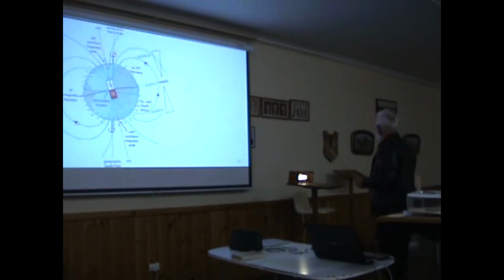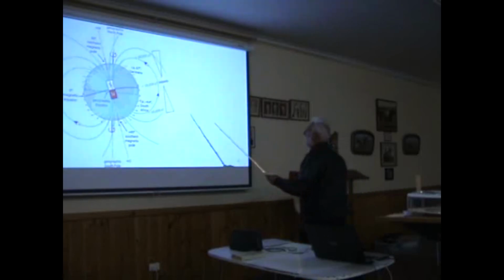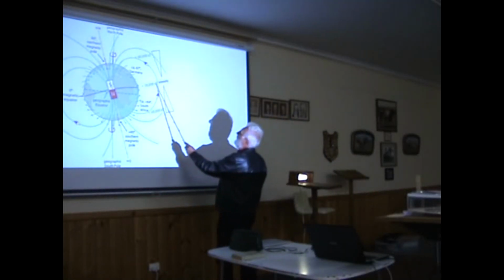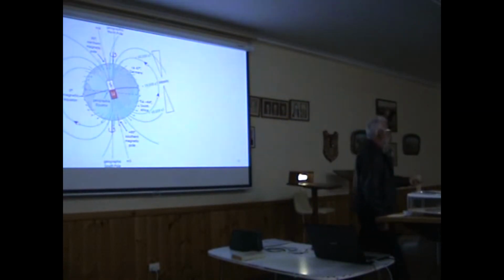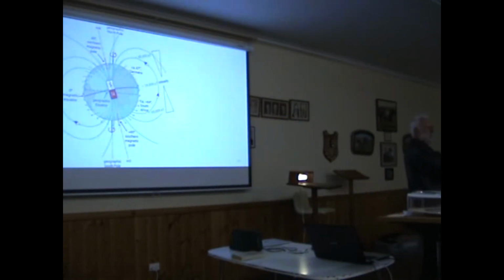And of course you can also see that it's only at the equator that our magnetic field is horizontal. So if we move this apparatus to the equator, that magnet would be horizontal. As we move away from the equator towards the poles, it starts to dip into the Earth's surface.